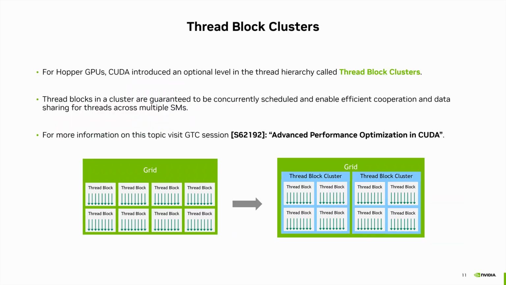So in the Hopper architecture, CUDA actually introduced an optional additional level in the thread hierarchy called thread block clusters. Within thread block clusters, the hardware guarantees that thread blocks are executed concurrently, and they can also exchange data and synchronize efficiently. However, in this talk, I won't be discussing thread block clusters any further, but if you attend the next session, you will learn a lot more about them.